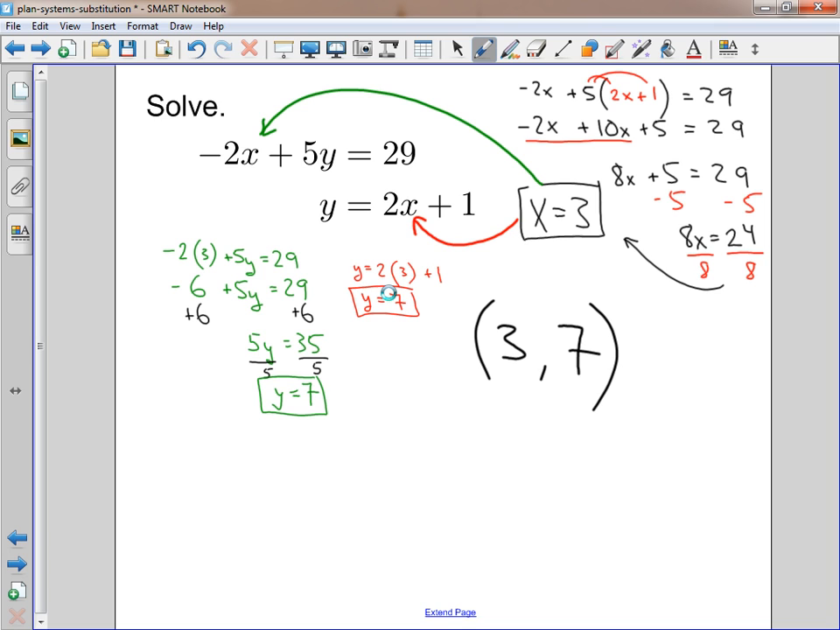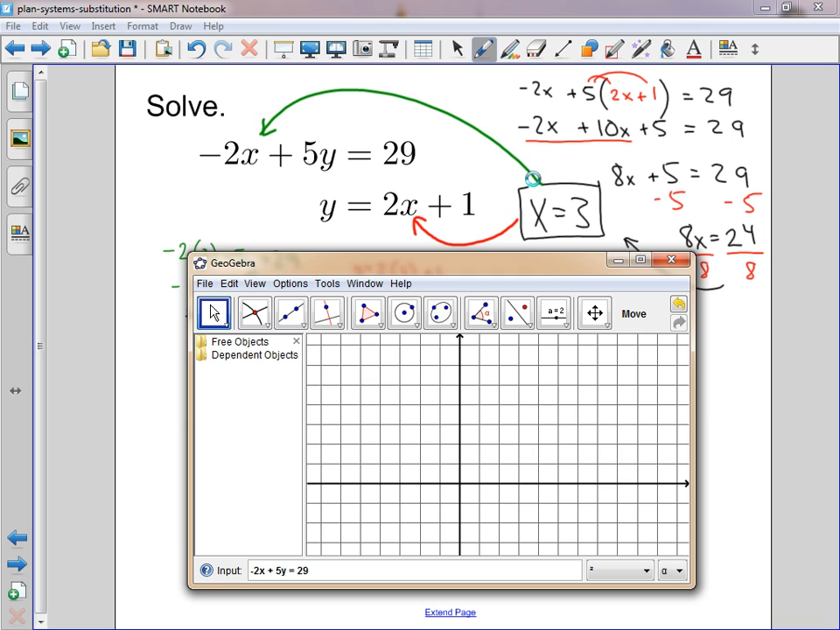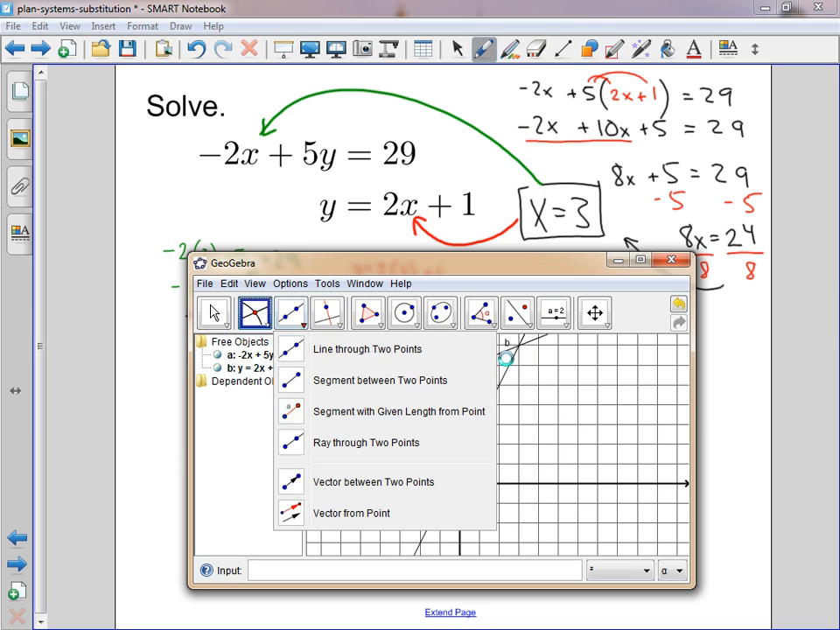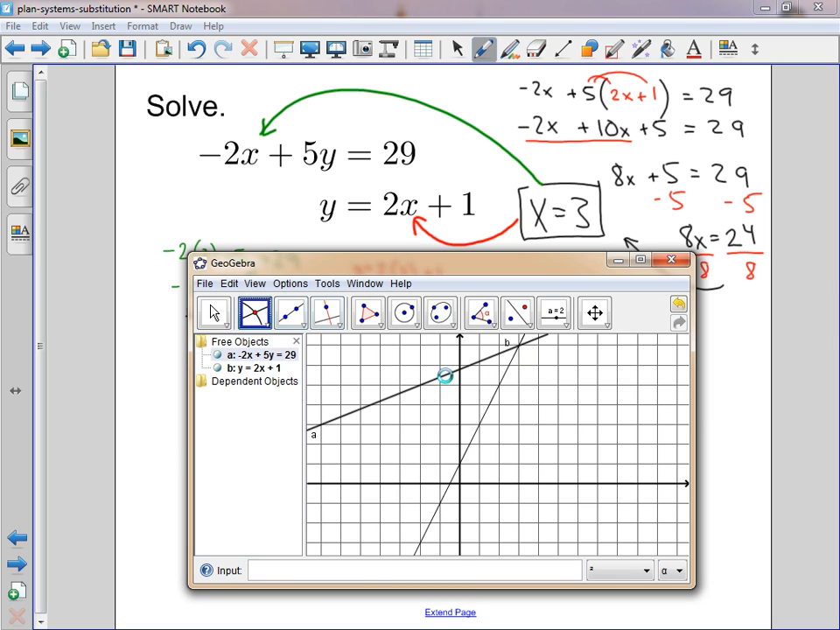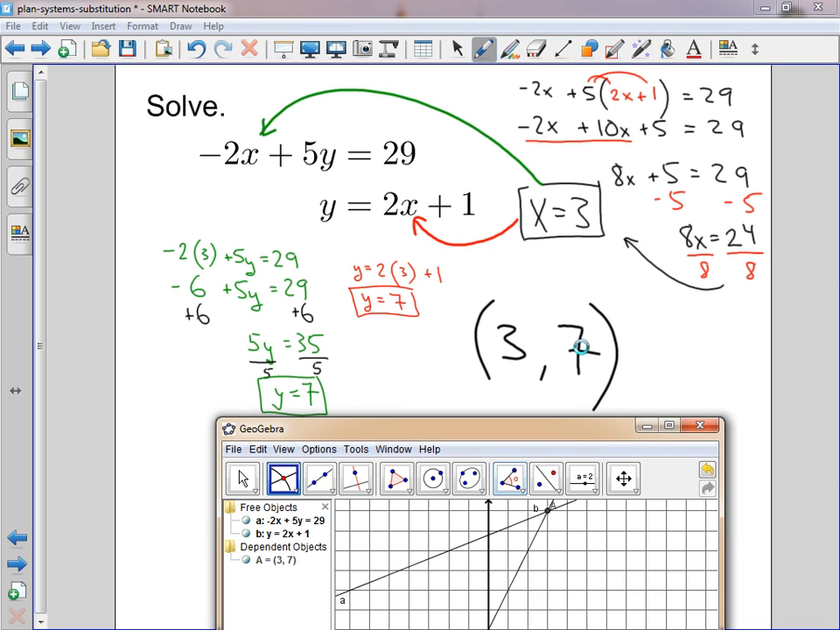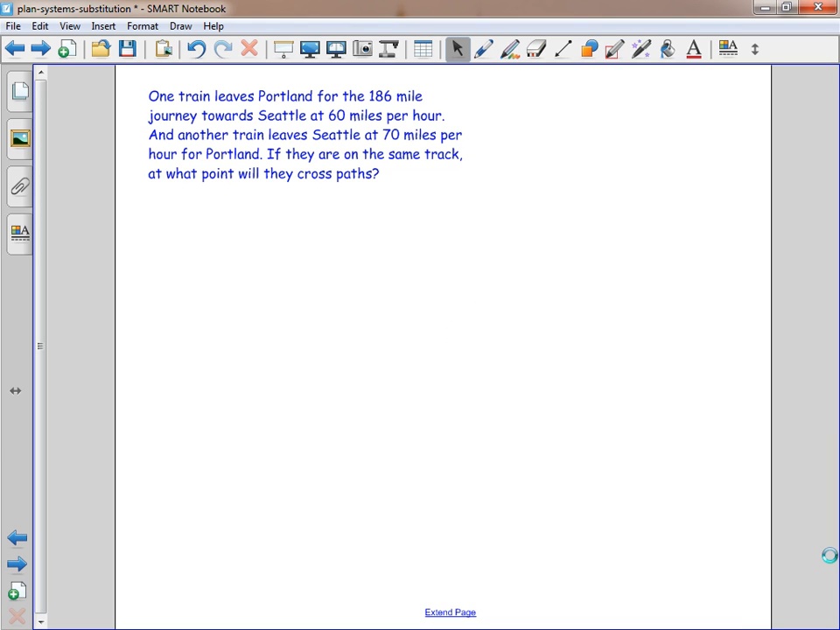Negative 2x plus 5y equals 29 looks like this on the graph, and y equals 2x plus 1 looks like this. You can see that the point of intersection is (3, 7), where point A is. Remember that the solution represents the point where the lines cross. Substitution can help us solve a word problem, like this one involving two trains.